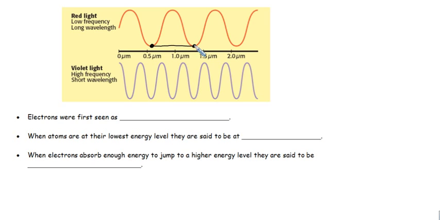So if this is the red light, this is low energy. I'll put that in here too. Low energy. It has a longer wavelength. The longer the wavelength, the fewer waves you have per time, which means low frequency. Frequency is just the number of waves per time.